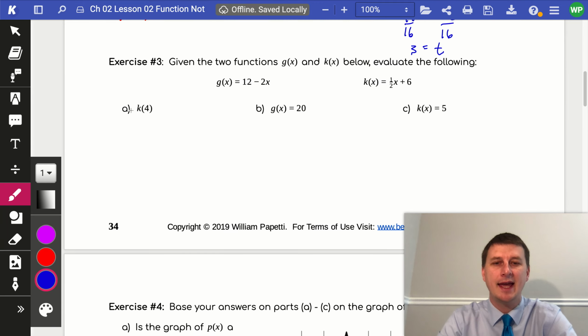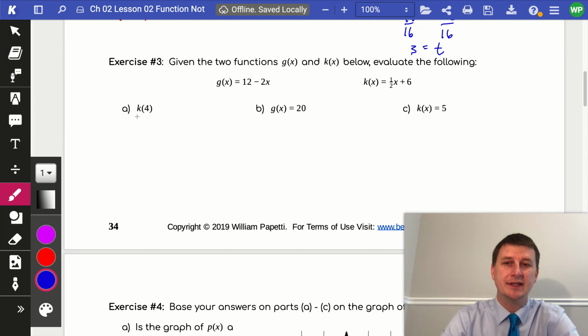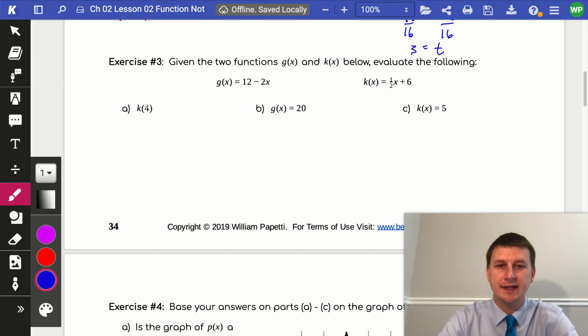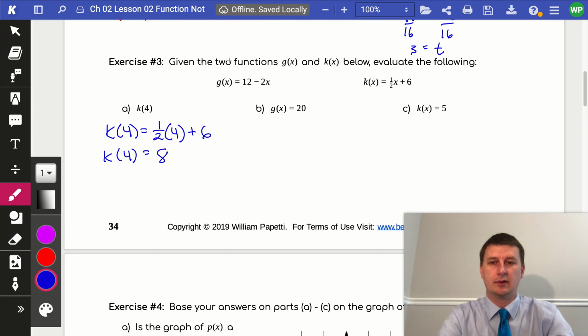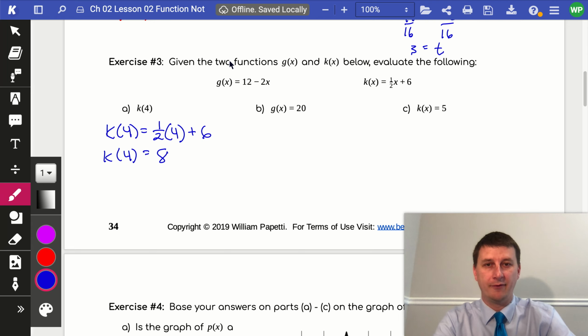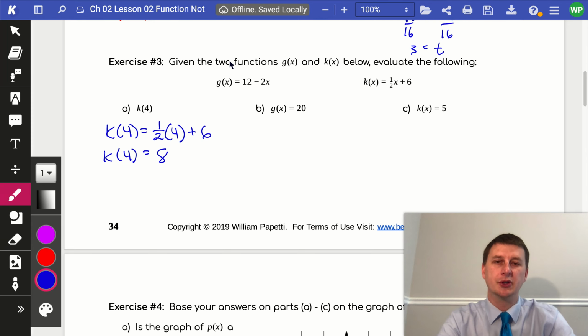First thing we want to look at is k of 4. So if we see k of 4, we're going to be using this function over here. So instead of x, there's a 4. So instead of x, we're going to substitute in a 4. So k of 4 is actually going to be equal to 1/2 times 4, because it said 1/2 x, plus 6. So k of 4 is going to be half of 4 is 2. 2 plus 6 is 8. So we just evaluated k of x for the value of 4, and we got 8 as a solution.